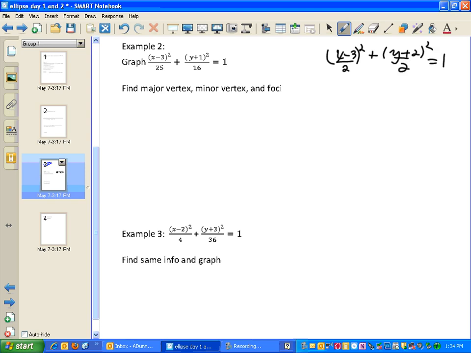this is actually a circle. Because I'm going left and right the same amount as I'm going to go up and down. Neither number is bigger, right? So we don't really have a major or a minor axis. Does that make sense? Okay.